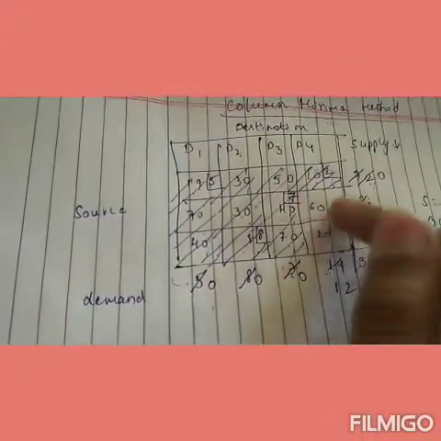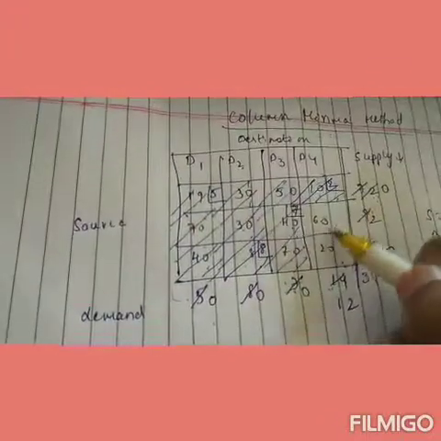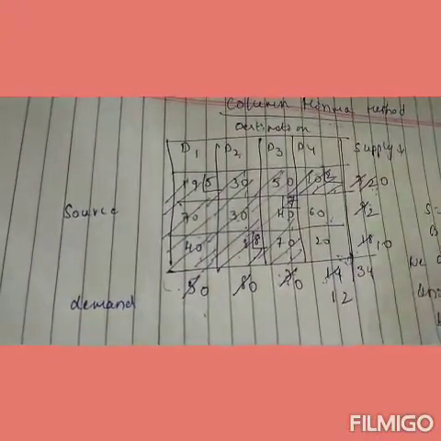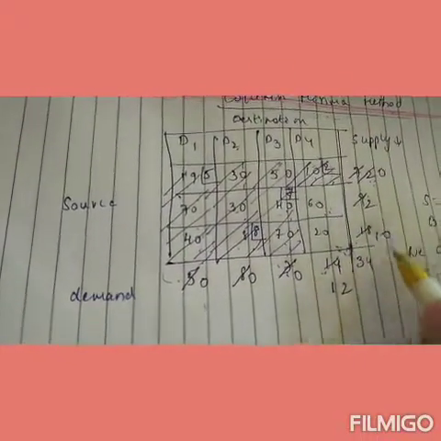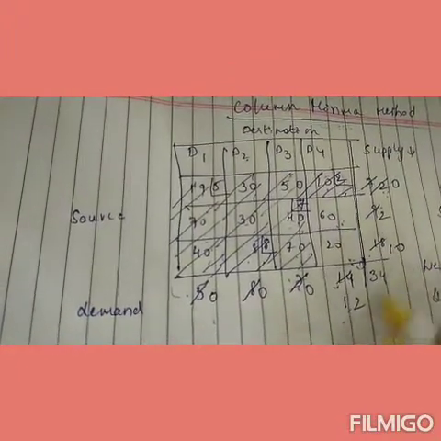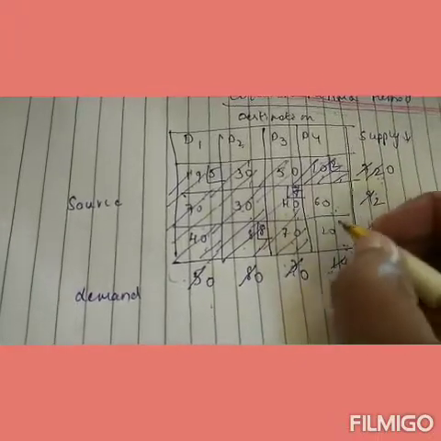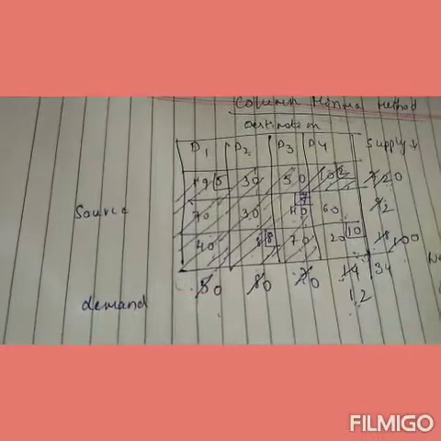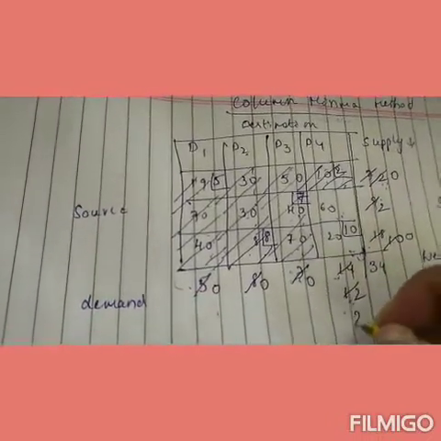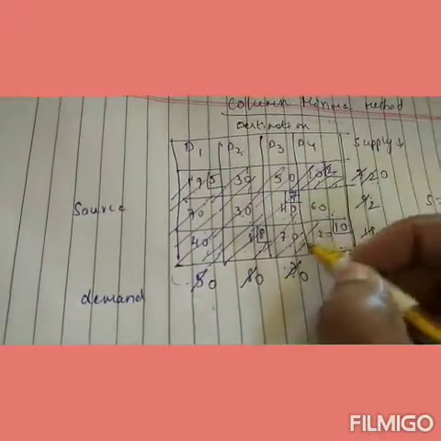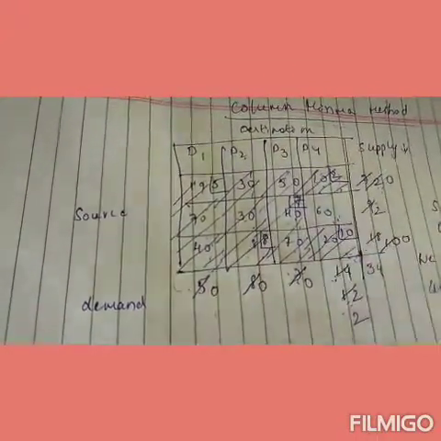And the remaining column is 60 and 20. In 60 and 20, which is minimum? 20 is minimum. So in this 20, check the supply and demand. So 10 and 12, which is minimum? 10 is minimum. So 10 is allocated here and makes this 0, and 12 minus 10 leaves 2. So which is 0? Just strike it off.